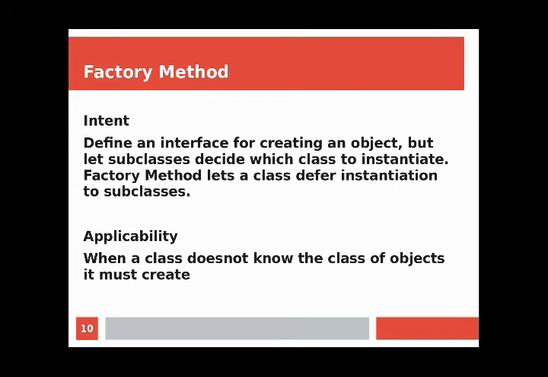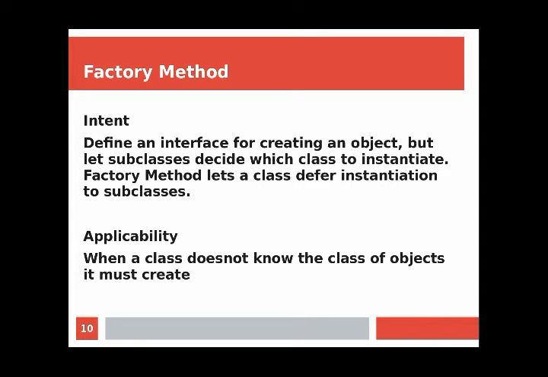Next point is the factory method. A factory pattern says to just define an interface or abstract class for creating an object, but let the subclasses decide which class to instantiate. Or you can say subclasses are responsible for creating the instance of the class. It is also known as virtual constructor, in which the intent is to define an interface for creating an object, but the subclass decides which class to instantiate.